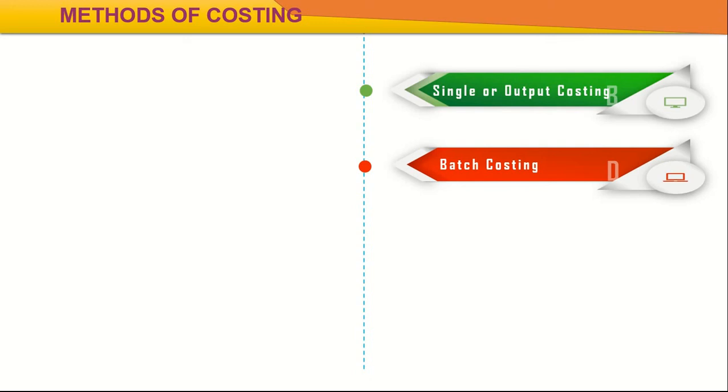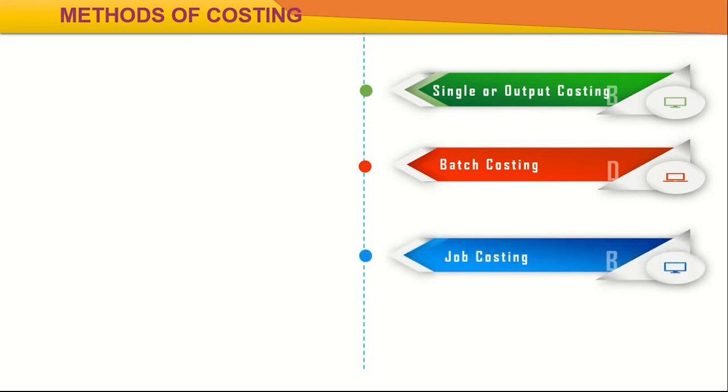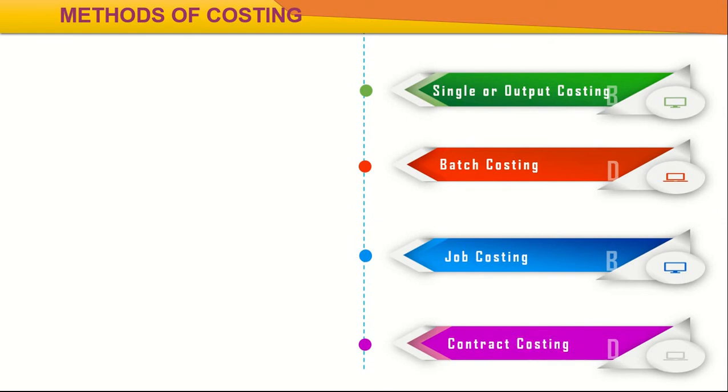Job costing. In this method, the cost of each job is ascertained separately. Job costing is suitable for organizations such as printing press, motor workshop, etc., where work is undertaken on receiving customers' orders. Contract costing. Here the cost of each contract is ascertained separately. It is suitable for firms engaged in the construction of buildings, roads, bridges, etc.